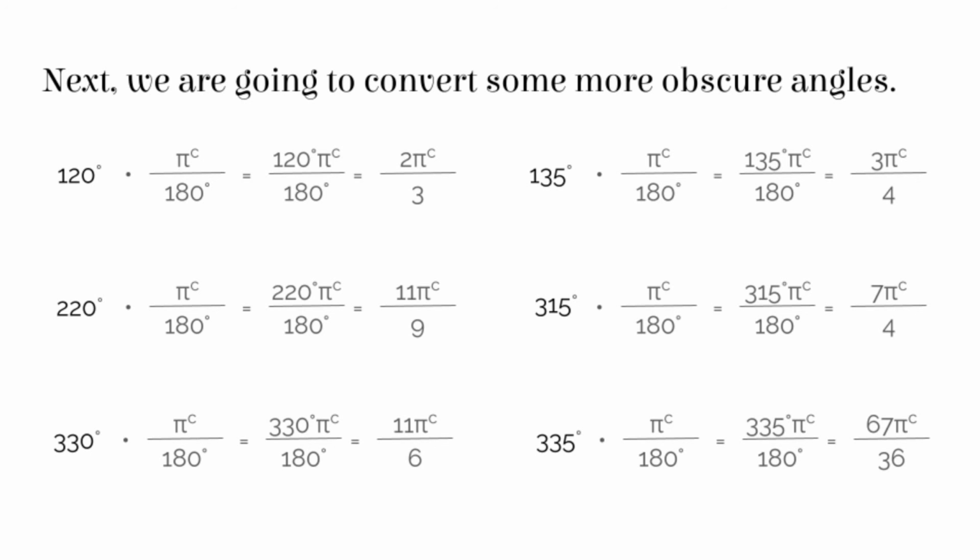220 degrees becomes 11 pi over 9 radians. 330 degrees becomes 11 pi over 6 radians. 135 becomes 3 pi over 4 radians. 315 degrees becomes 7 pi over 4 radians. And 335 becomes 67 pi over 36 radians.